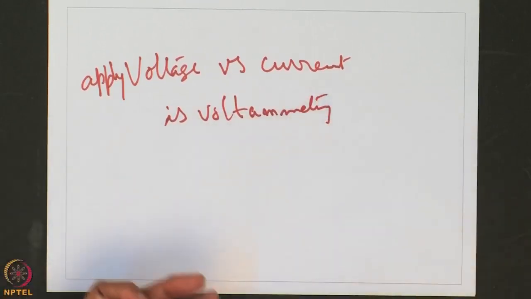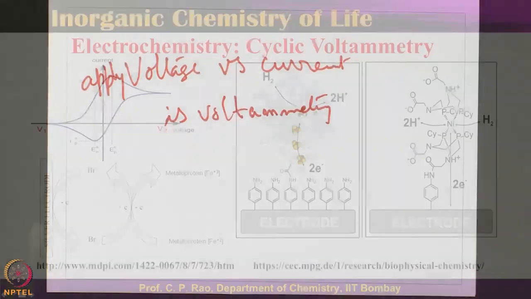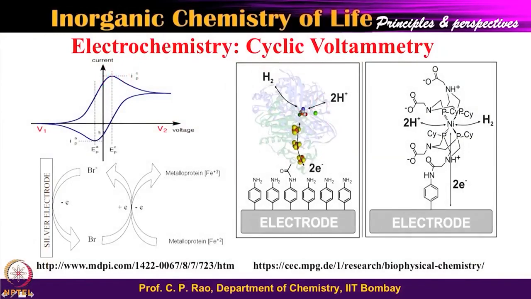Of course, so what you do in this? You keep applying the potential and measure the current. So, in this case, why did it become cyclic? Just follow me as I move this cursor.